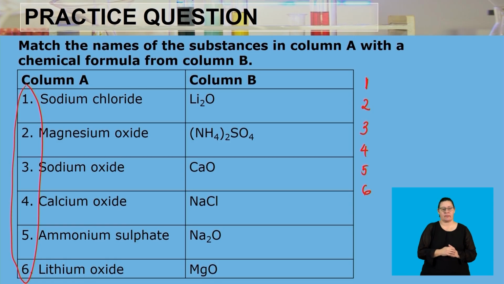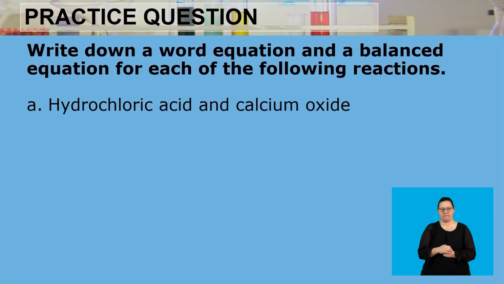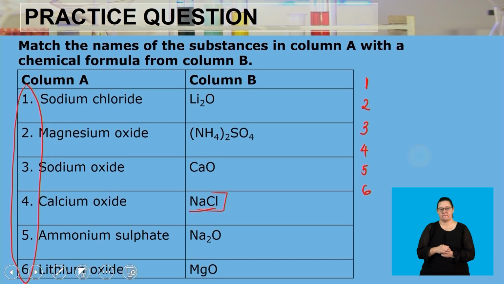We do know that this is a salt that we get whenever we are reacting hydrochloric acid and sodium hydroxide. So sodium has a chemical formula of Na, and then chlorine has a chemical formula of Cl, capital letter C and small letter L. So our sodium chloride is going to be NaCl. So the first one, NaCl, is accounted for.